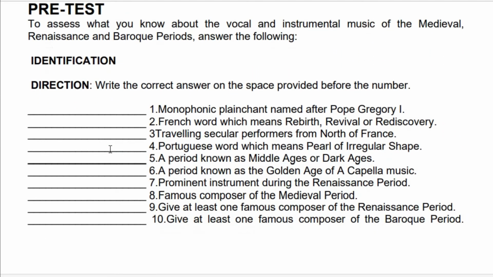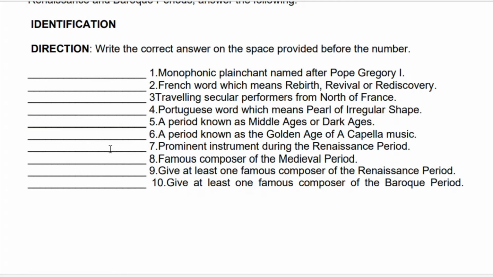Pre-test. To assess what you know about the vocal and instrumental music of the medieval, Renaissance, and Baroque periods, answer the following. Identification. Direction. Write the correct answer on the space provided before the number. Number 1. Monophonic plain chant named after Pope Gregory I. Number 2. French word which means rebirth, revival or rediscovery.